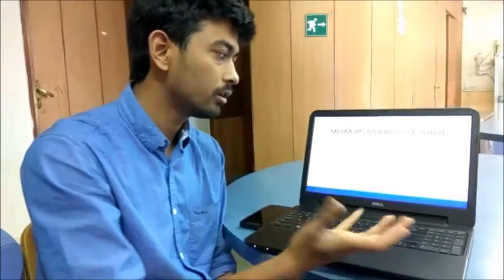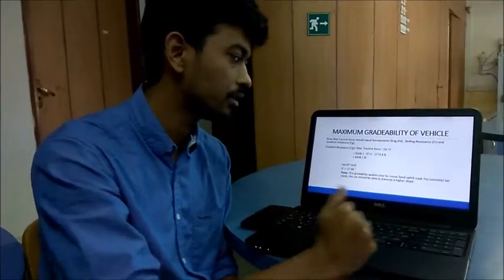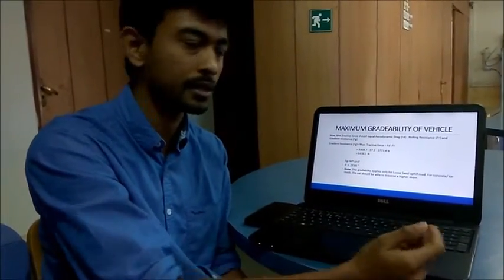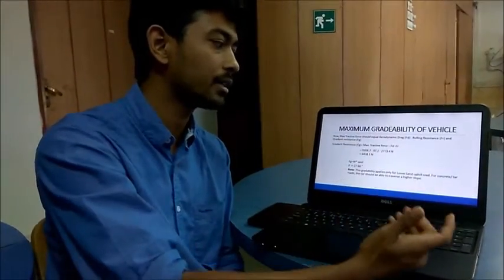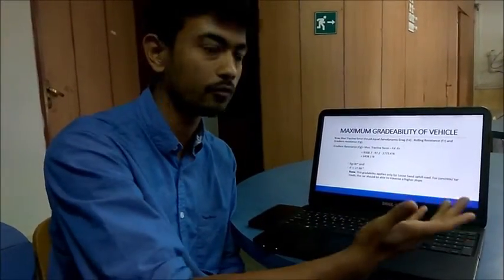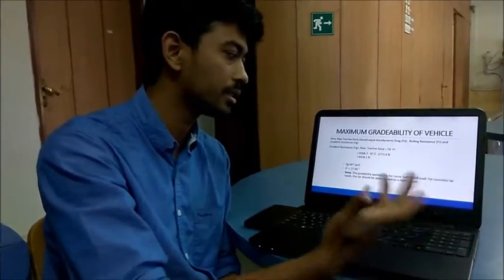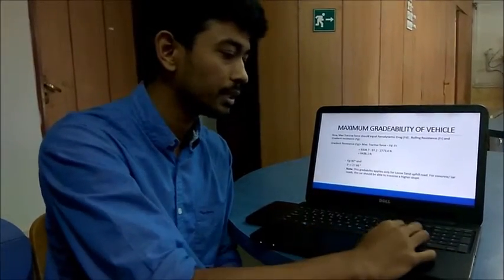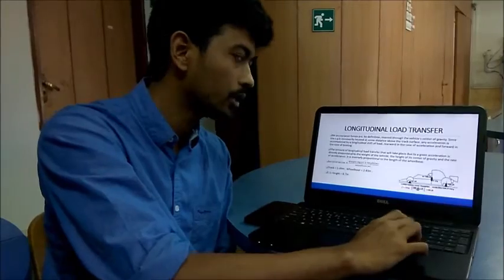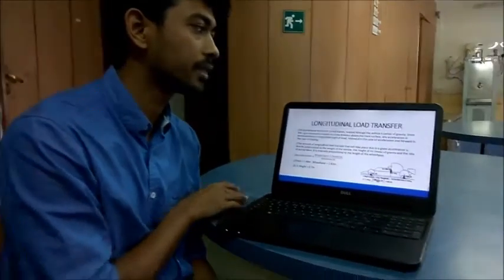And for a loose sand road profile, we get a gradability of 27.66. Again, this is an ideal case scenario in which there are no other resistances offered and the transmission efficiency is very high, for which we get 27.66. Okay, so moving on to longitudinal load transfer.